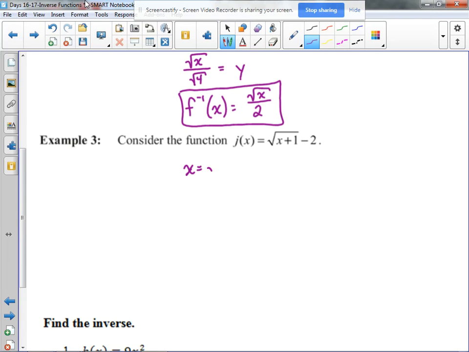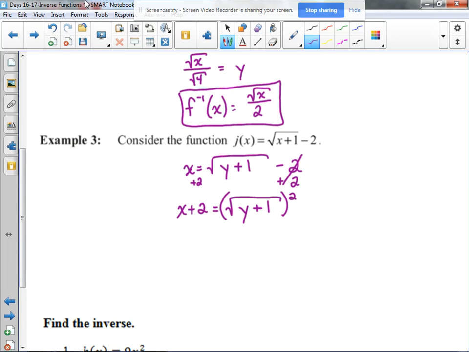X is equal to the square root of y plus 1 minus 2. This time we do have something to add or subtract. We've got a minus 2 after that square root, so we add 2 to both sides because negative 2 plus 2 is 0. Now, we're trying to get y by itself. It's being, let's just call it, protected by that square root. It's keeping it from being able to be isolated, so we've got to deal with the square root first.